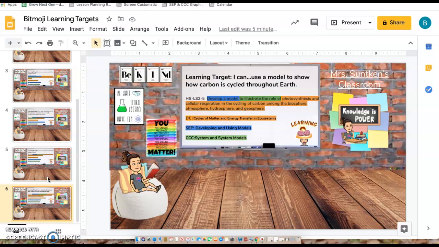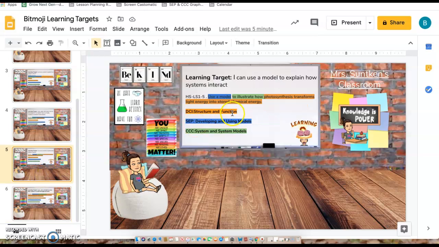Then we're going to go to learning targets number 5 and 6. These will be for Friday. Let's go through those quickly. We're going to be talking about photosynthesis and cellular respiration, so that's what these learning targets are focused on. The first one: I can use a model to explain how systems interact. We're going to be talking about plants in this case. Our standard is: use a model to illustrate how photosynthesis transforms light energy into stored chemical energy. Our science and engineering practice is developing and using models.